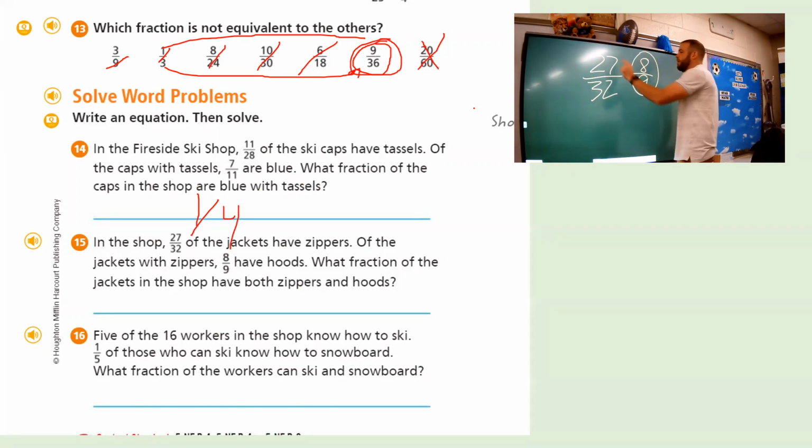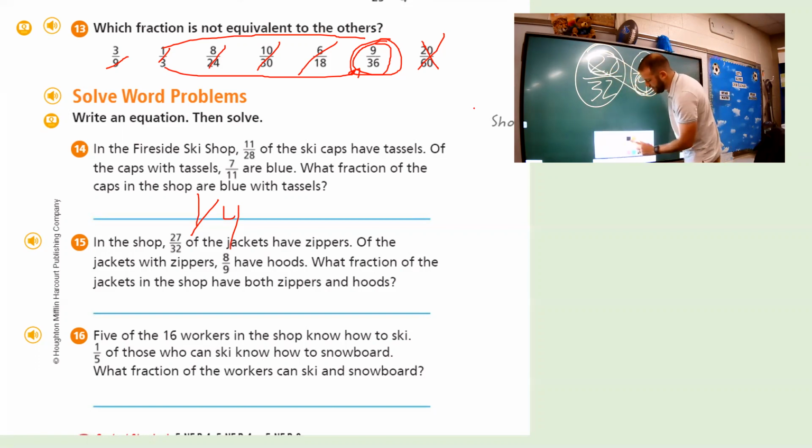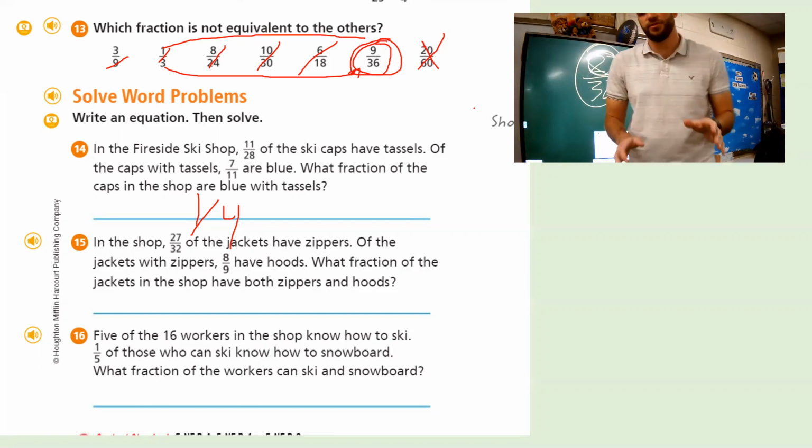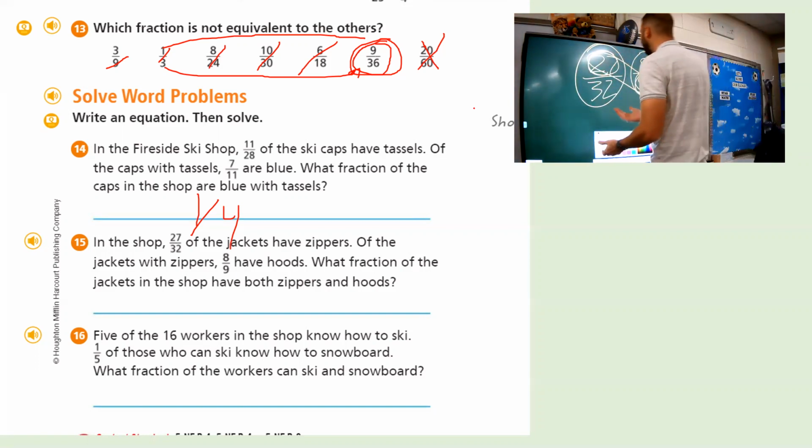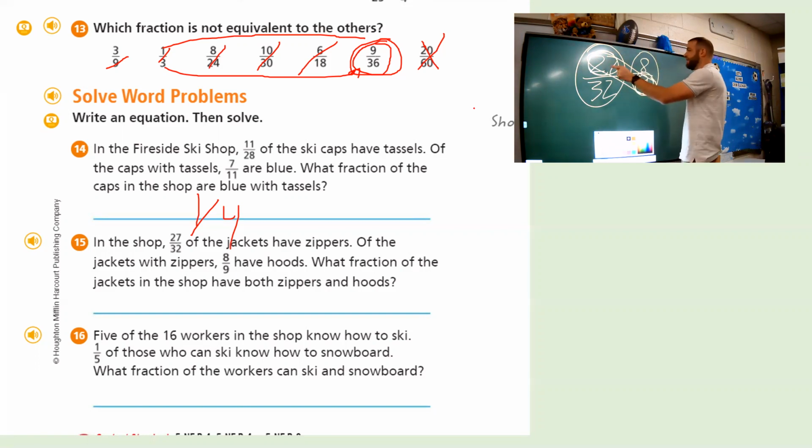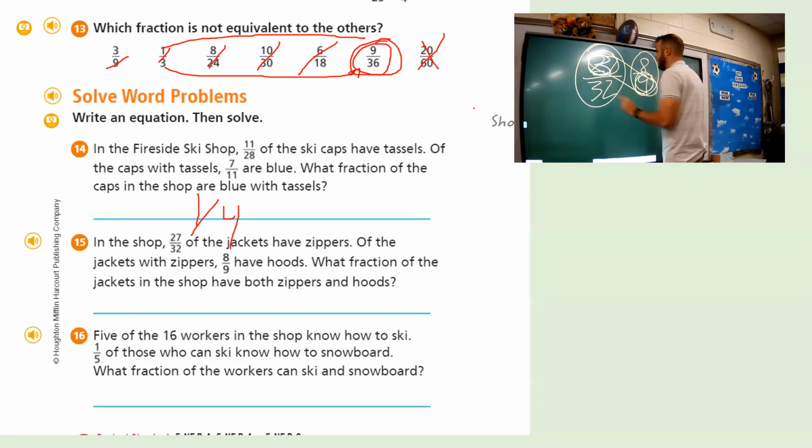Can I simplify? Yes. Can I simplify these? Yeah, again, another sideways one. I can count by 9s, right? How many 9s make 27? Let me use a different color. The hardest part every year is having students just make this so you can see it. So how many 9s make 27? 3 of them. How many 9s make 9? 1 of them. How many 8s make 32?